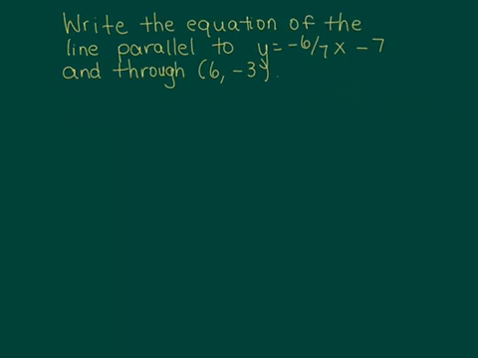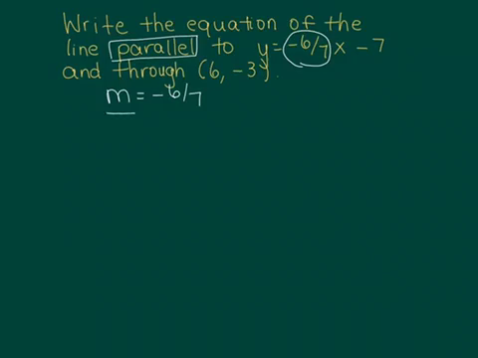So let's look at writing the equation of a line parallel to y equals -6/7 x minus 7 that goes through the point (6, -3). So this will be very similar to what we talked about when we were looking at just writing equations of lines in general. So the first thing we need from this other line is just the slope. We don't care what the y-intercept is, we just need to know that the slope is -6/7. Since we're looking at a parallel line right now, our slope is going to be exactly the same.